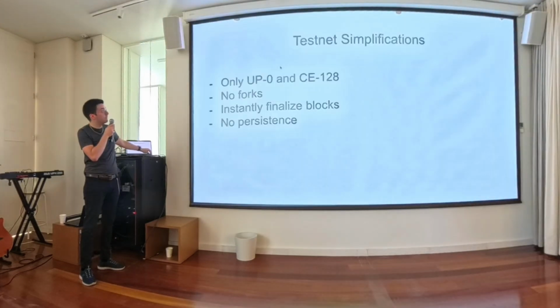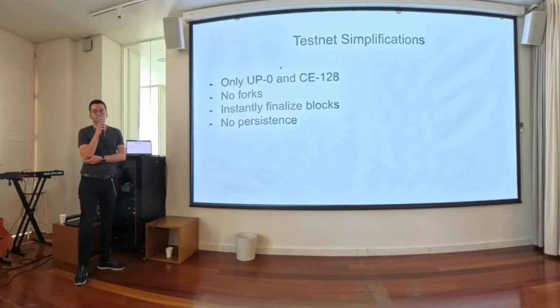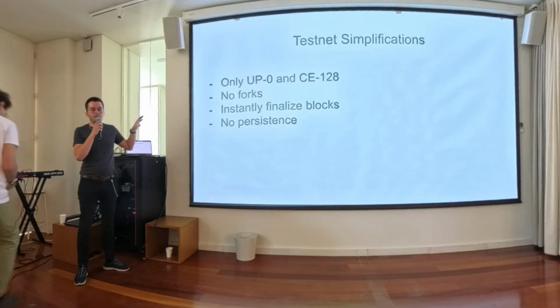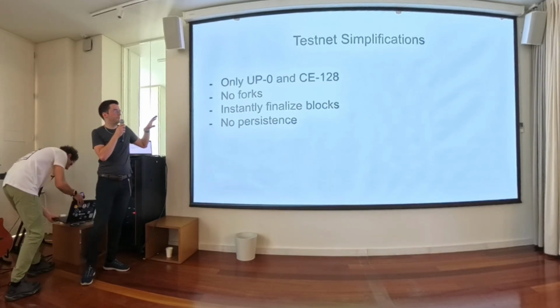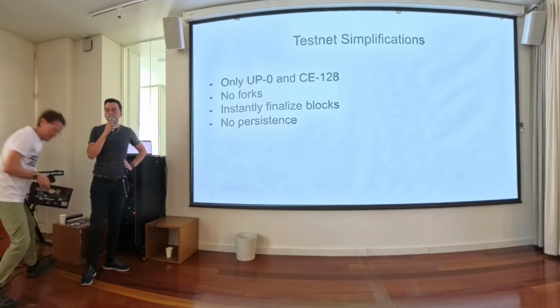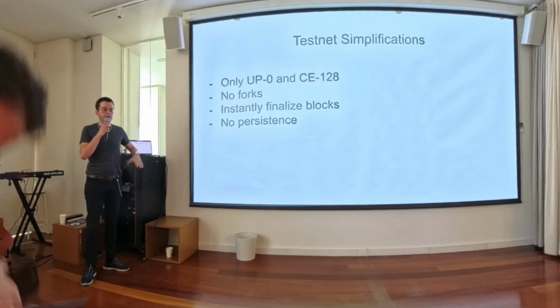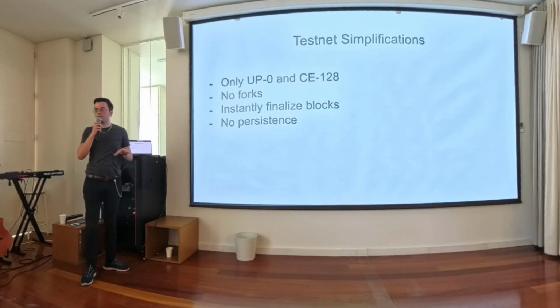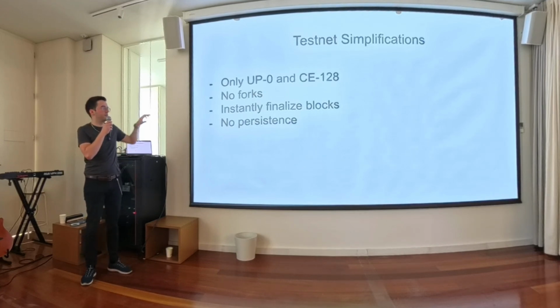Yeah, it's cool. Okay, so for this to work, we have some simplifications currently. For example, we only have UP0 and CE128 implemented. That's just to get our network stack started and see that the abstractions work out. I guess most of you know what it means, but UP0 is for announcing that you got a new block, and CE128 is for downloading blocks from other nodes.